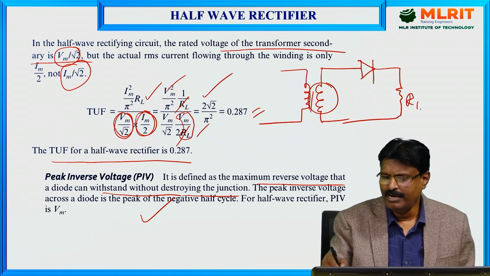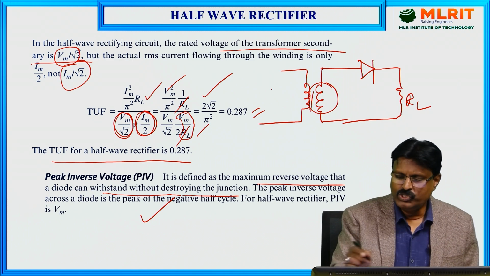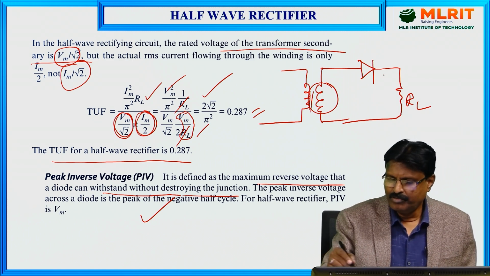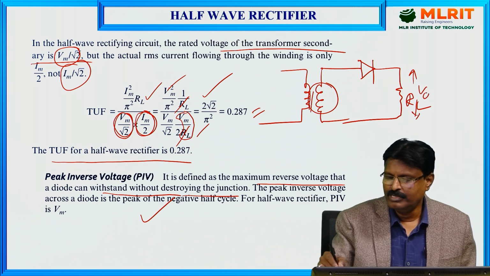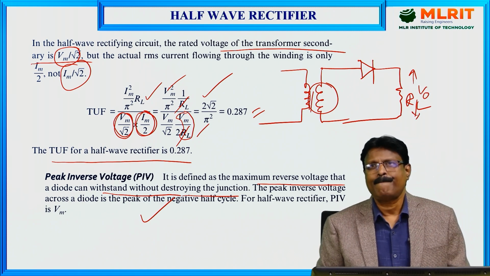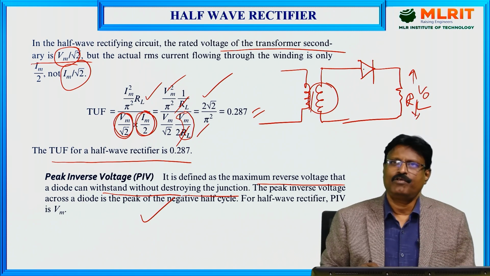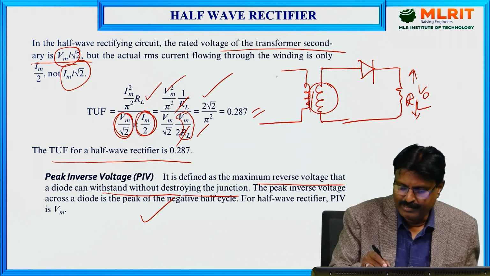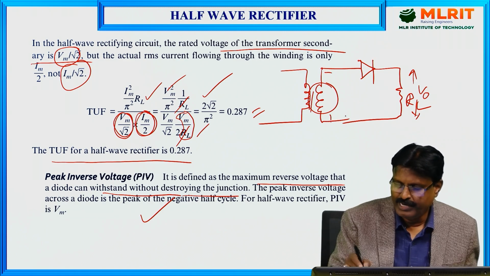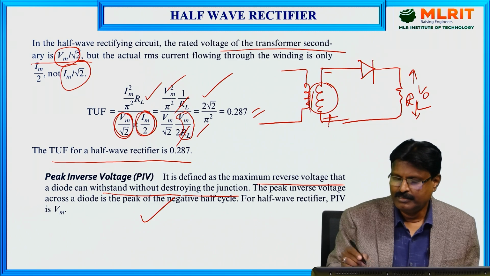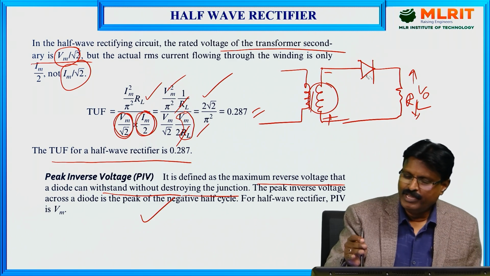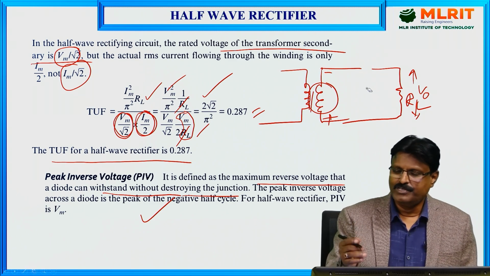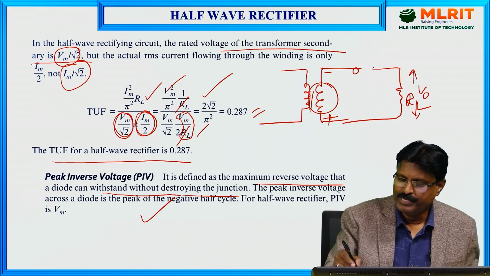This is RL. So during the positive half cycle, a voltage V0 will be developed across the load resistance RL. Why? Because the diode is forward bias. During the negative half cycle, what happens here? This diode will be reverse bias. It acts like an open circuit.